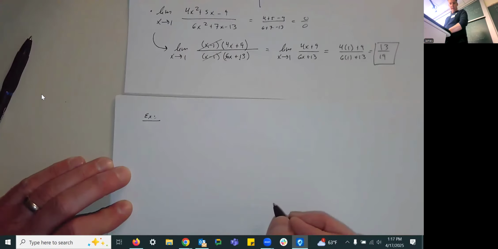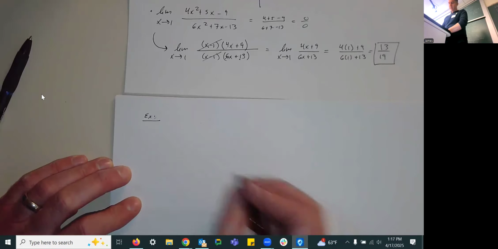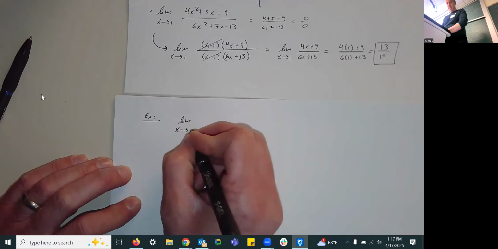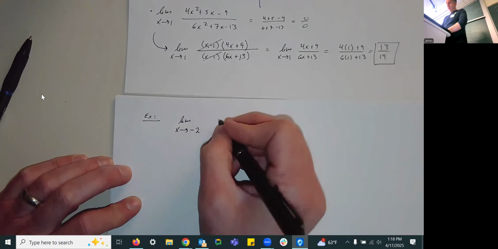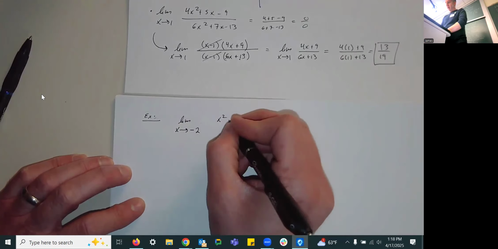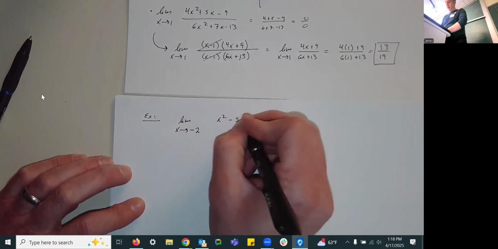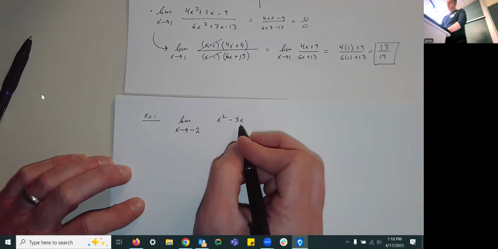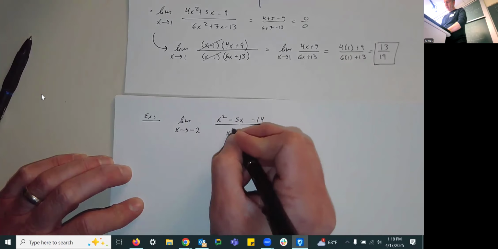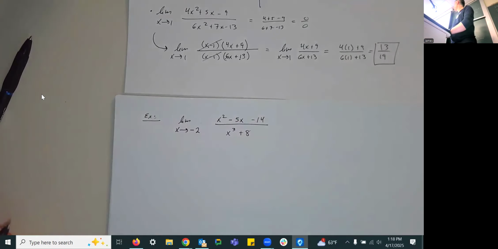Let's say we wanted to find, well, let's change it up. Let's say the limit as x approaches -2 of x squared minus 5x minus 14 divided by x cubed plus 8. Once again, I'm not going to write it down this time, but if I plug it in, I'm pretty sure I'm going to get 0 over 0.